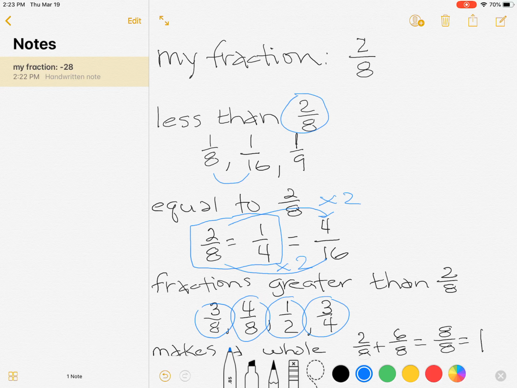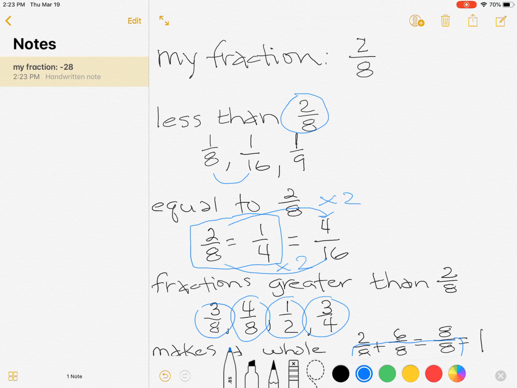Finally, I want to take my fraction and make it into a whole. So if I have 2/8 and the denominators are always going to stay the same, I'm trying to think of how many more 8s I would need to make one whole. So 2 plus 6 obviously gives me 8, and 8/8 is equivalent to a whole.